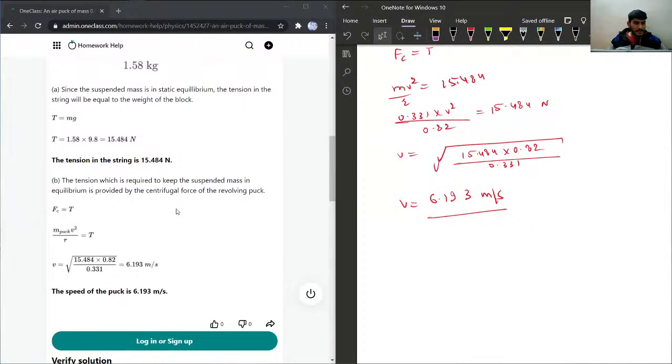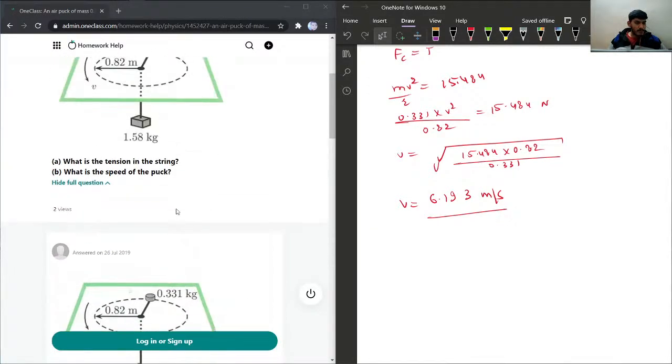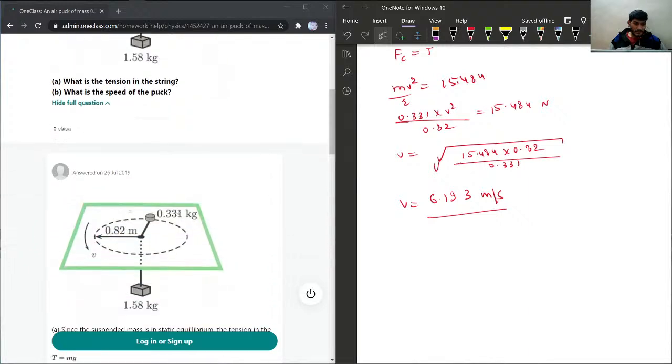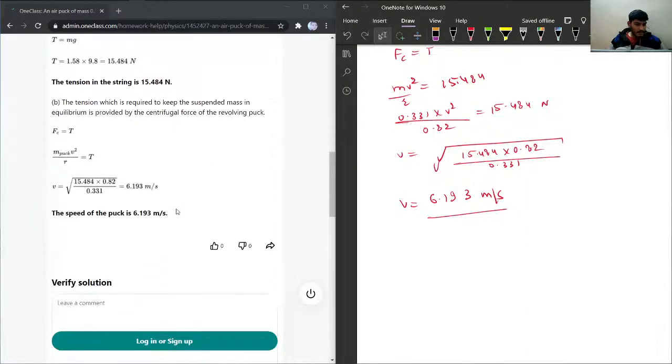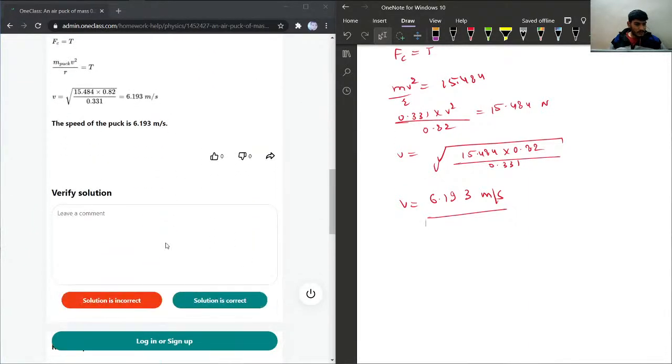So yeah, in this way we use the condition of static equilibrium. And this is pretty much all for this question. The answer given by the junior tutor is correct.